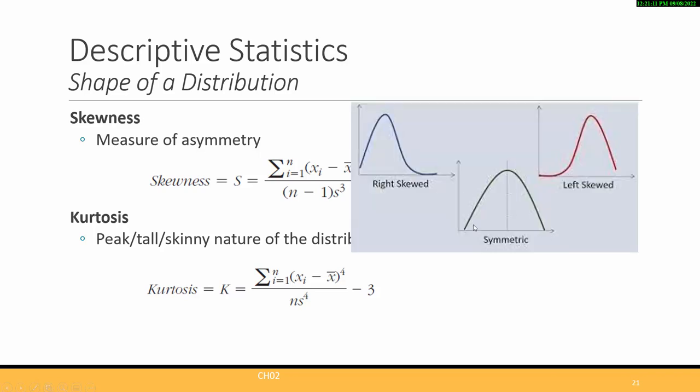So let's have a look. If this is a symmetric distribution, then a left skewed data will have a tail towards the left. In such a case, most of the data is lying towards the right hand side. A right skewed data has a tail towards the right hand side, and most of the data is towards the left hand side. So this gives a pretty good idea of what is the shape of the distribution.